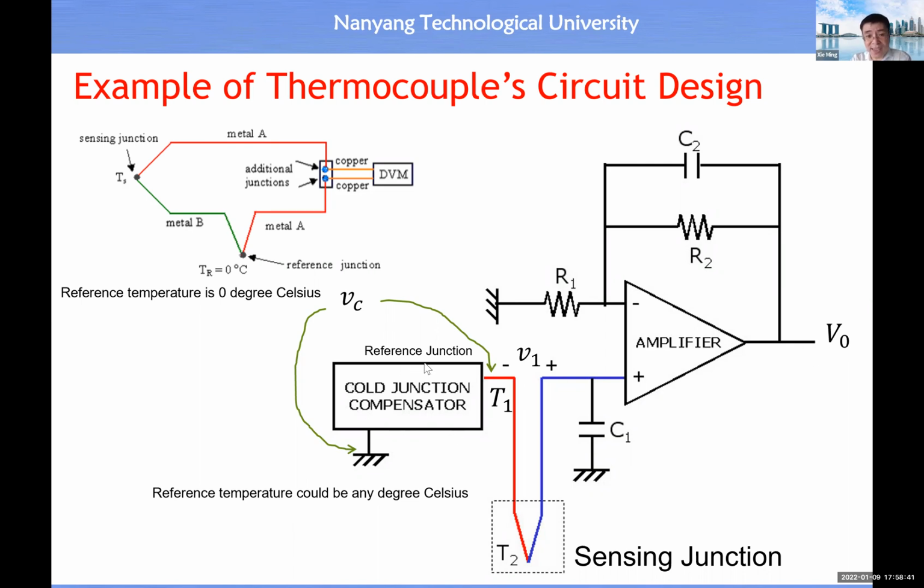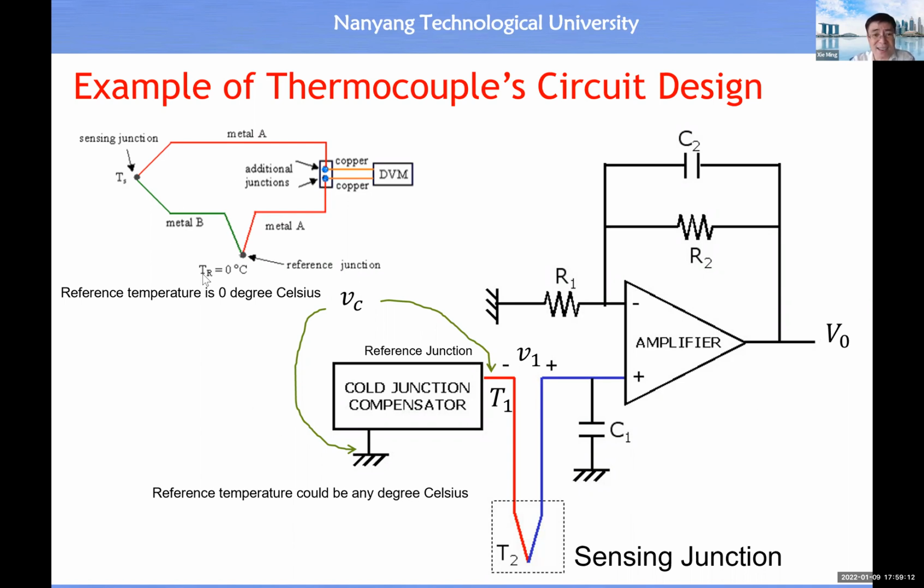In this case, we can add a voltage to compensate so that VC plus V1 equals 0, and then this output is 0. So you see, we can always do hardware compensation to make sure that when this one is at 0 temperature the output is 0, and when it is at any other temperature the output is not 0. This is just for you to know.